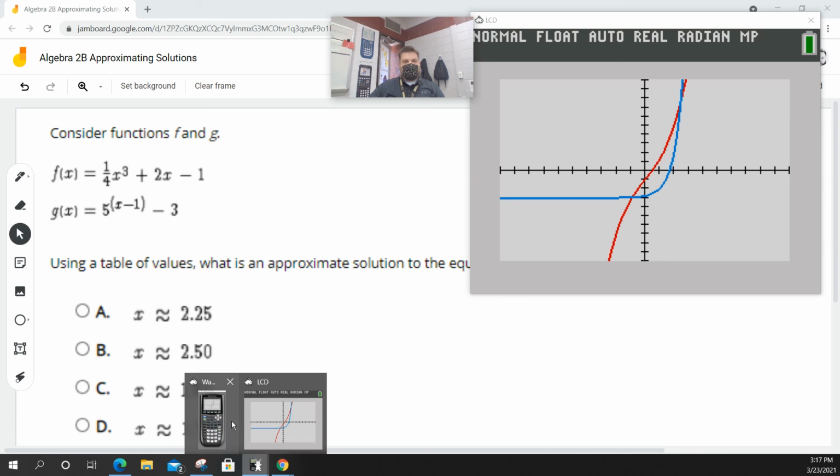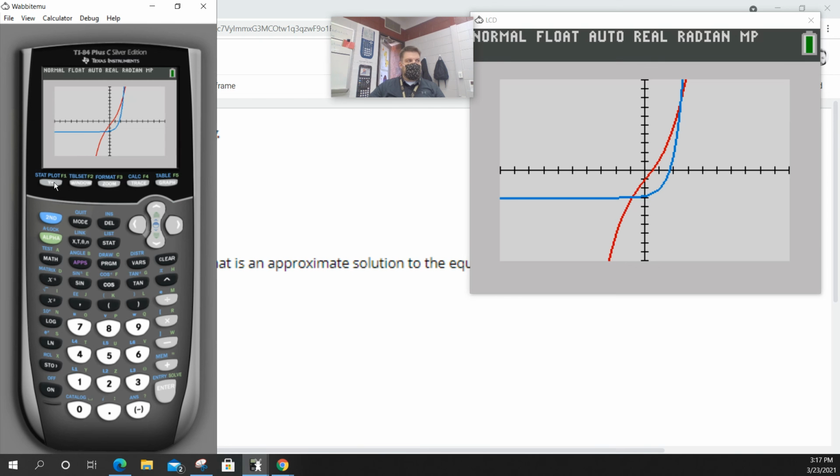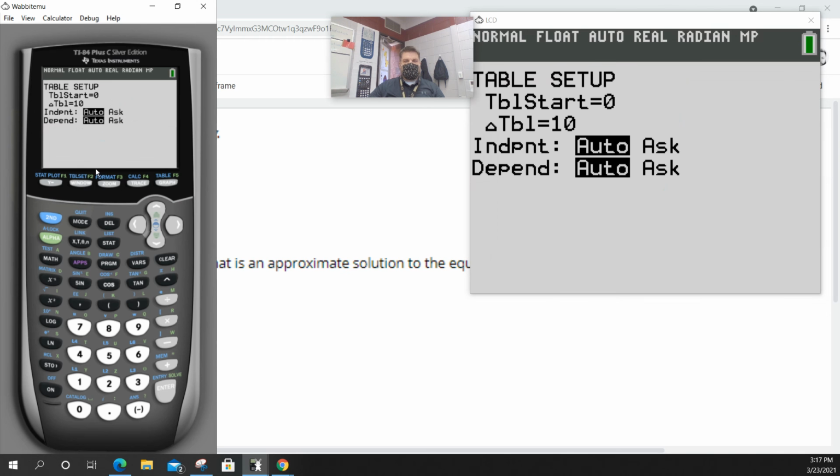So what I'm going to have to do with my calculator is what I did before. Now, if you look at this carefully where it crosses, it looks like it crosses right here, which is between 2 and 3. So I'm going to hit second table set. I'm going to start at the value 2, and then I'm going to make my increment 0.25 because it says round to the nearest quarter, right? And then I'm going to hit table.